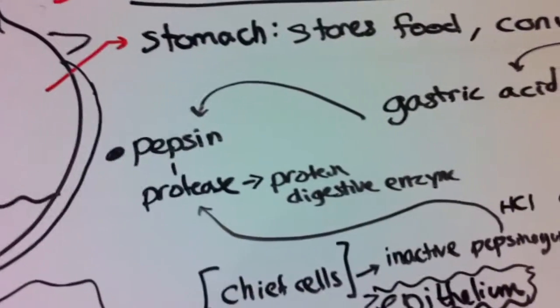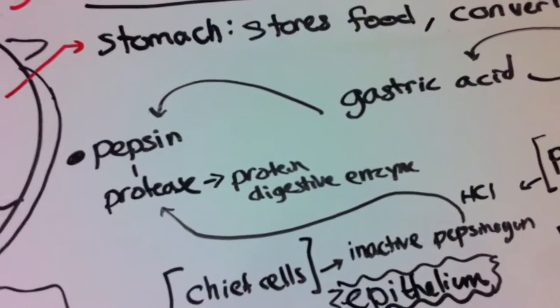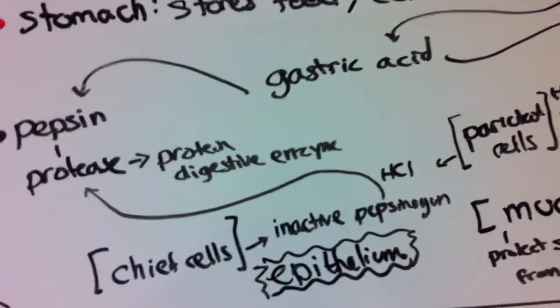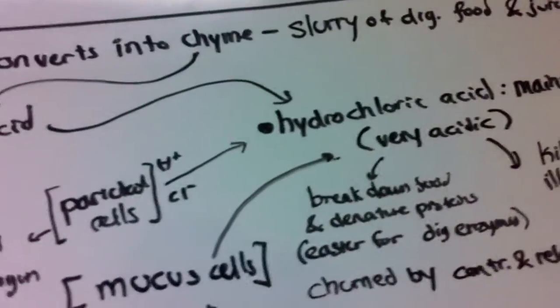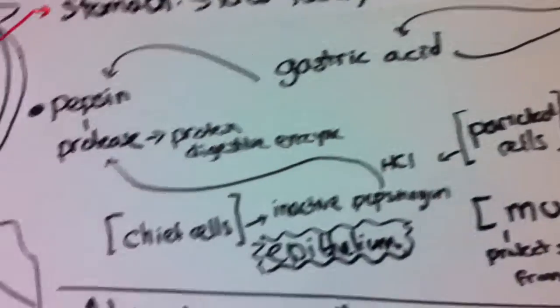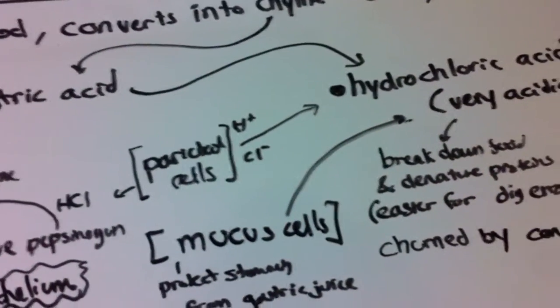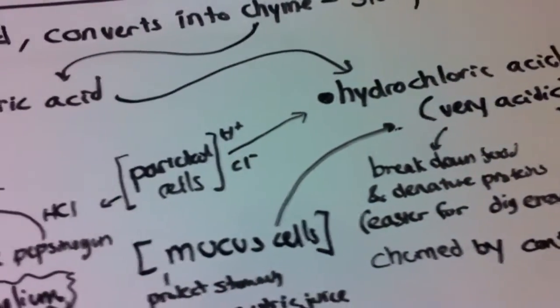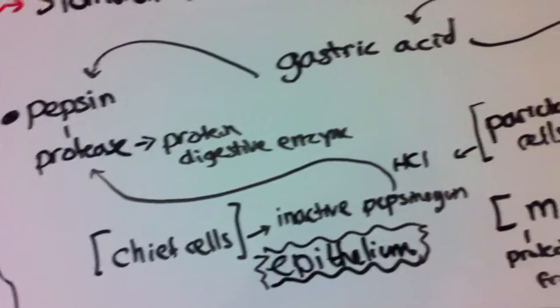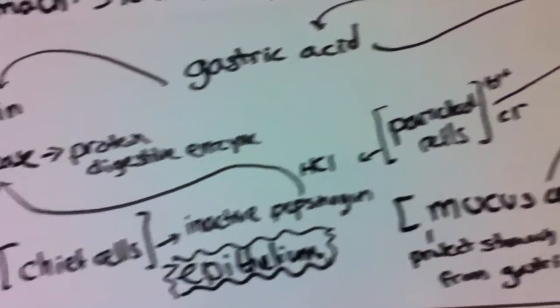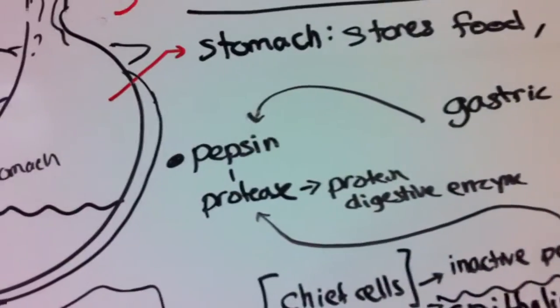Also included in gastric acid is what we call pepsin. Pepsin is considered to be a type of protease, and protease is a protein digestive enzyme. So how do these pepsin and hydrochloric acid get made? Well, we have different cells. We have parietal cells, chief cells, and mucous cells. The parietal cells will secrete hydrogen and chloride ions separately, and they will form to make hydrochloric acid. Chief cells will secrete inactive pepsinogen, and pepsinogen, in the presence of hydrochloric acid, will form active protease.